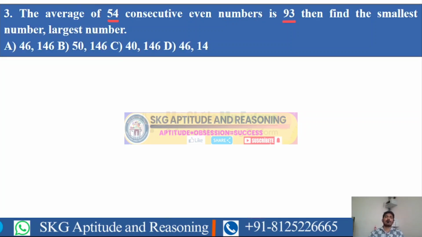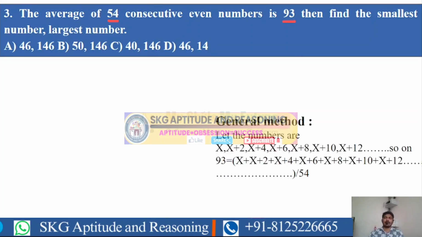Suppose we want to go by using the general method, you need to write like this. You need to assume the numbers as x, x plus 2, x plus 4, and so on up to the last number. And you need to take that with the average given as 93, that will be equal to the sum of all the numbers. But adding 54 numbers will be a difficult task for us. So you will end up solving those equations only.